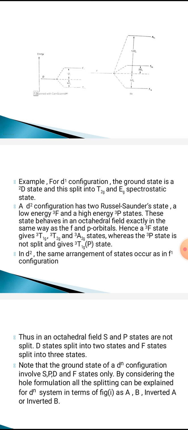Let us see some examples. For the d1 configuration, the ground state is 2D and it's split into two levels, T2g and Eg spectroscopic states.